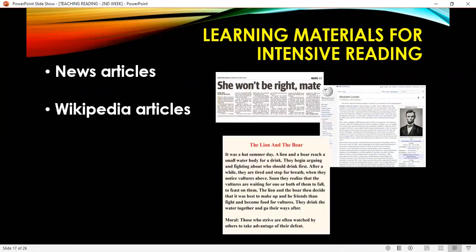Then, what about this? A short story. Yes, a short story. What is the name of this kind of short story? It has a moral. The lion. Fable. Yes, it could be a tale. That's it, a fable, no? The most common fables are Aesop fables.